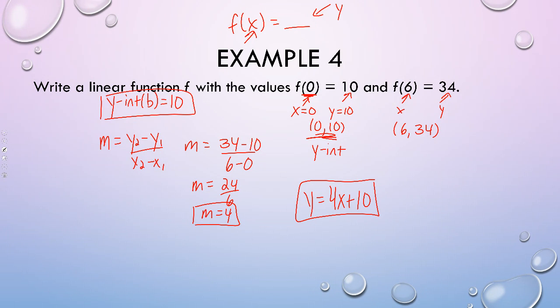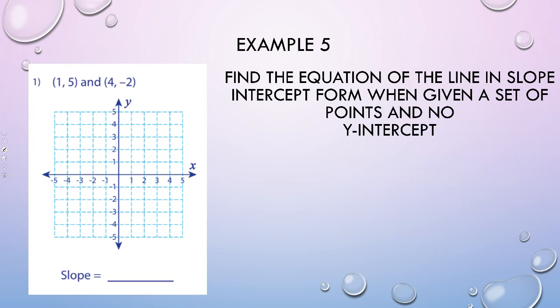So again, what do you need to write in slope-intercept form? You need a slope, you need a y-intercept. Here's the most difficult and most challenging example, okay, where you're given 2 points, but neither of those points are the y-intercept. So what do we need? We need a slope and we need a y-intercept. So y equals mx plus b, right? But we don't have either of those. All we have are the points 1, 5, and 4, negative 2.